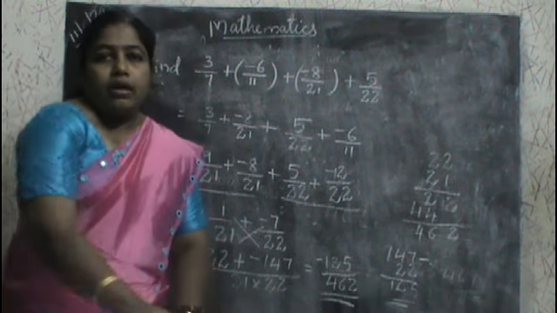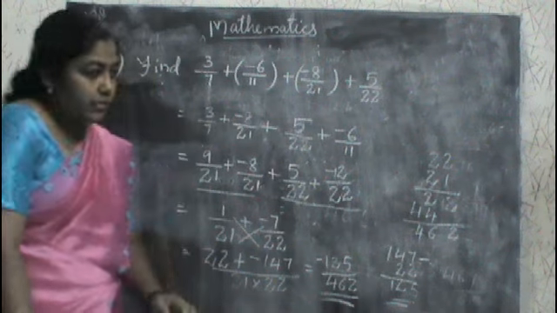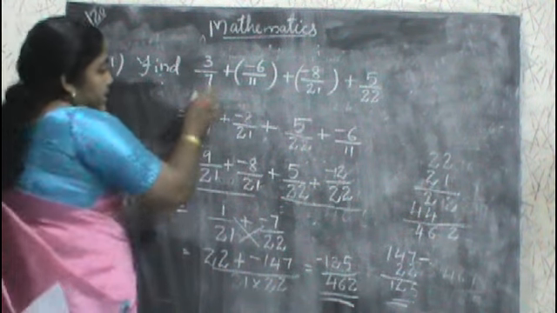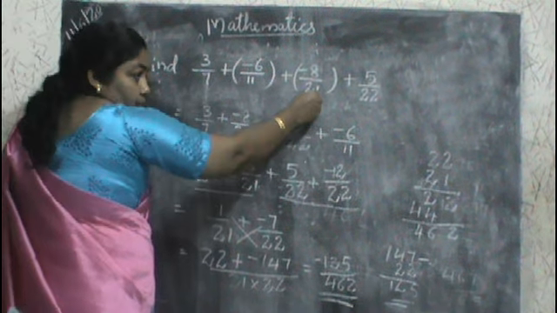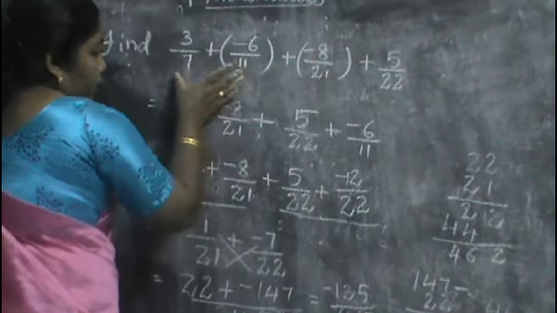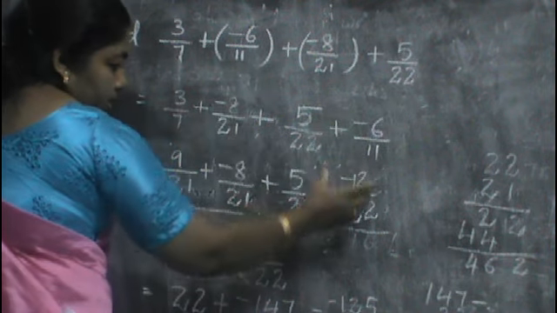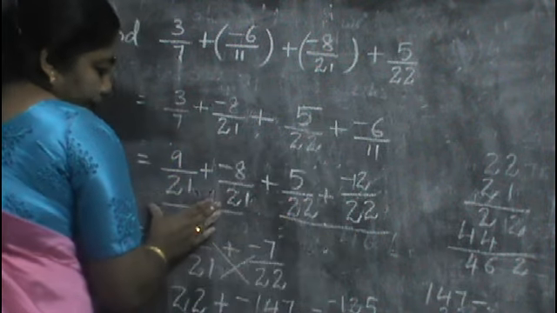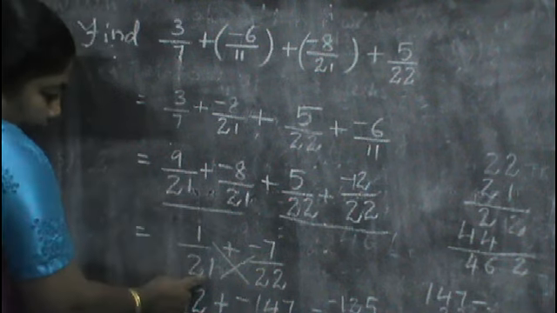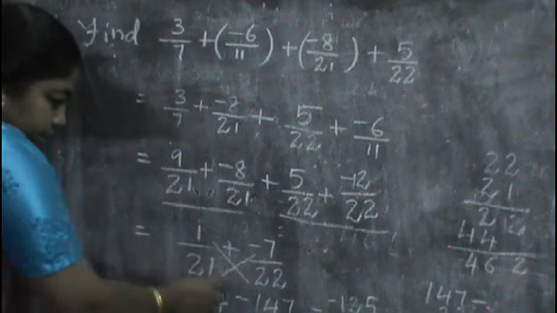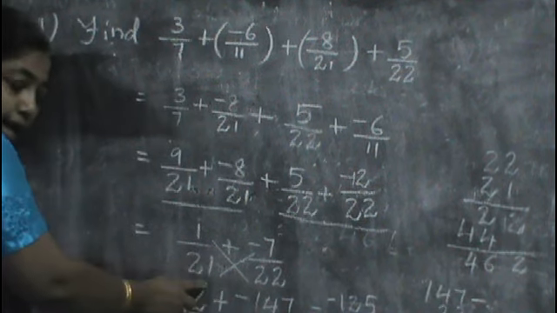Okay, any doubt? Once more I will explain. 7 and 21 have common factors, so we group these two. 11 and 22 have common factors, so group these two. Find the LCM, then add. Then here 21 and 22 have no common factors, so we cross multiply like this.